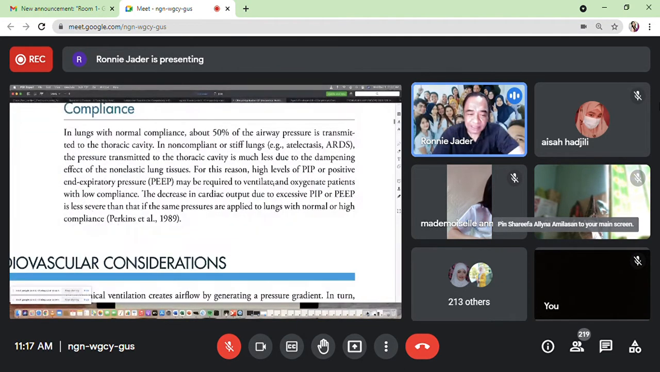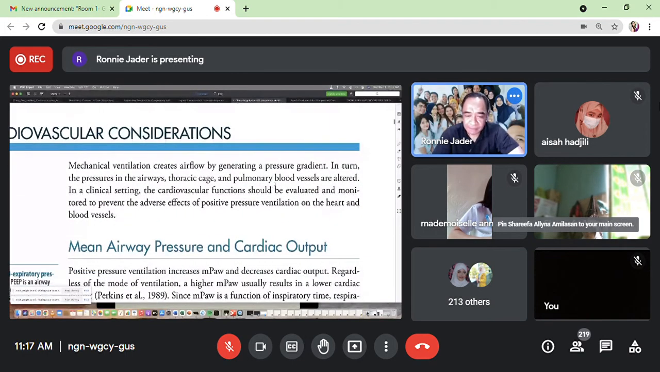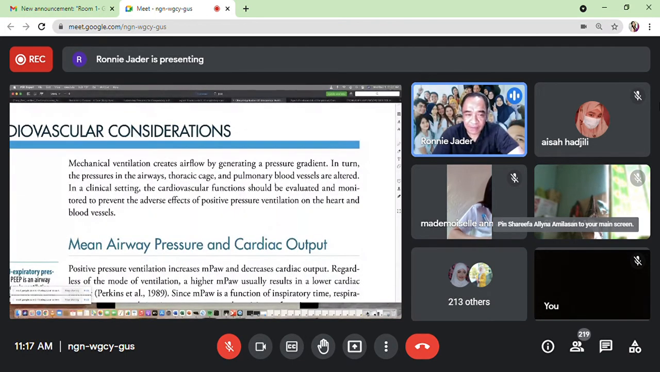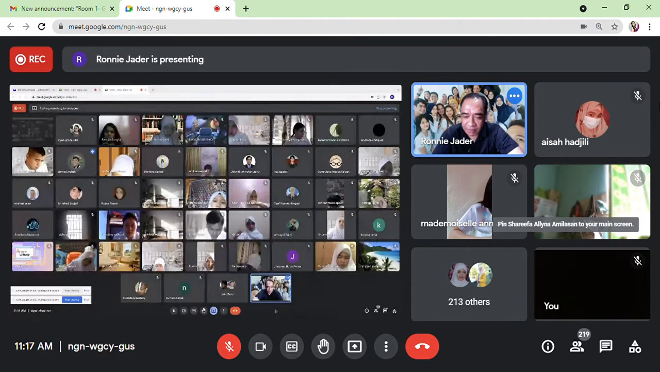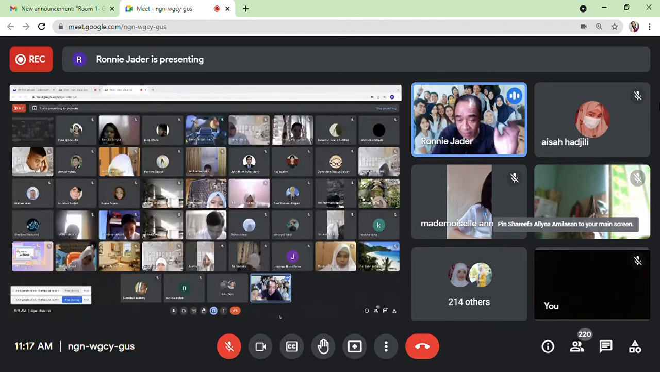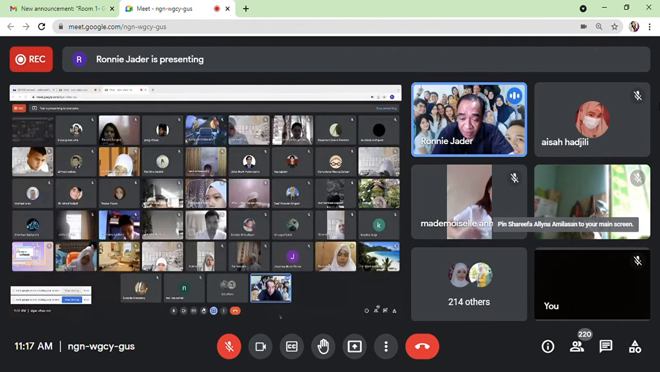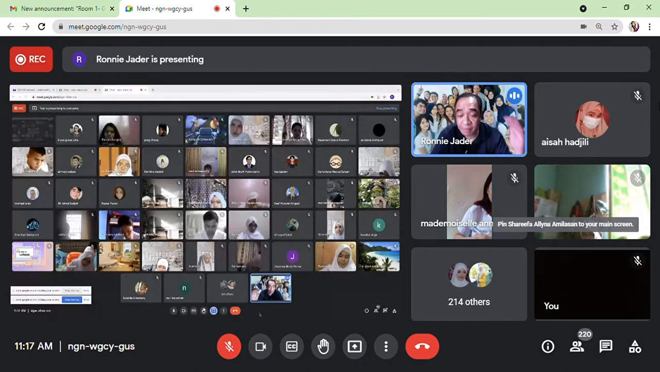Sa statistics, ano ba ibig sabihin ng mean? Sa statistics, pag sinabi nating mean. Diba? Mean, median, mode. Yung average. Diba? So, in 1 minute, yun ang mean natin, yung average. So, peak pressure is the pressure inside the airway. Plateau pressure is the pressure inside the alveoli. May isa pang pressure, yung mean. Ano yung mean? Yun ang average pressure.